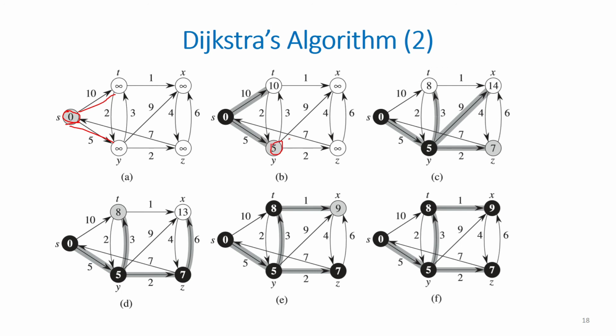In this figure, the three outgoing edges are YT, YX, and YZ. Now, among vertices T, X, and Z, we see that Z dot D is equal to 7, which is the least value. So we relax all edges leaving vertex Z. We keep doing this until we have visited or dequeued all vertices from the queue. So the final SSSP for this graph is given in figure F.